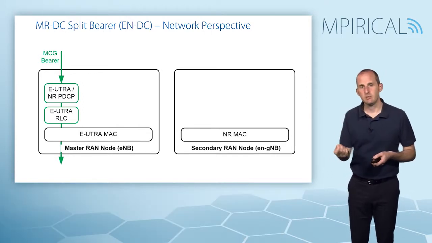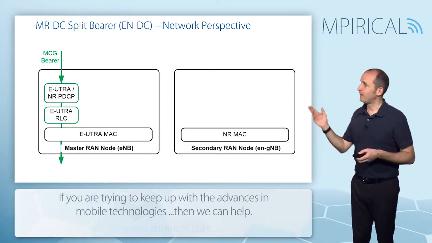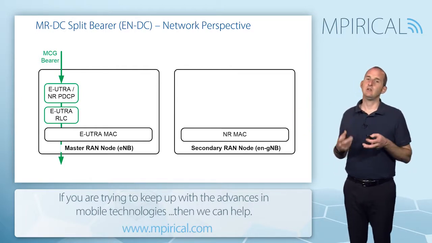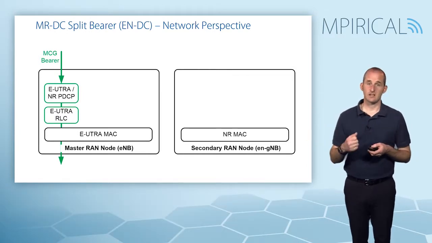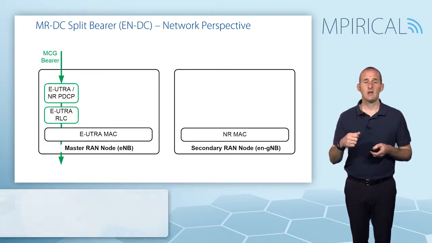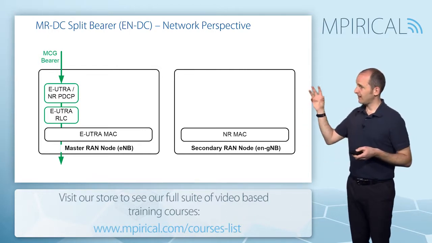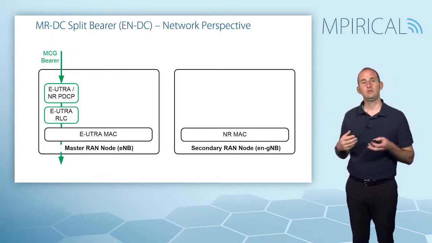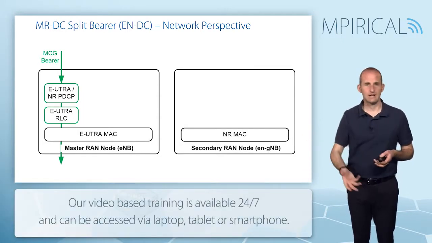Now I say initially because once we've attached to the network and once we've started ENDC, it might be that we're actually using new radio PDCP, but to begin with it has to be E-UTRA PDCP. Just to recap, PDCP is providing services like sequencing of our packet data, encryption, integrity checking of packet data, and things like robust header compression. So that's being activated in our master eNodeB. We send that traffic down to E-UTRA radio link control and off to the medium access control layer to be sent down to the device.